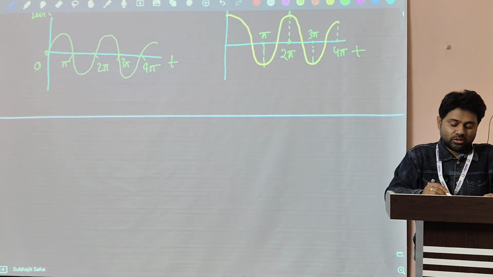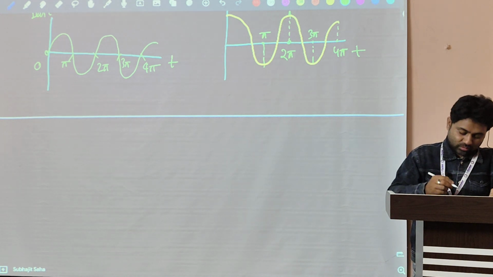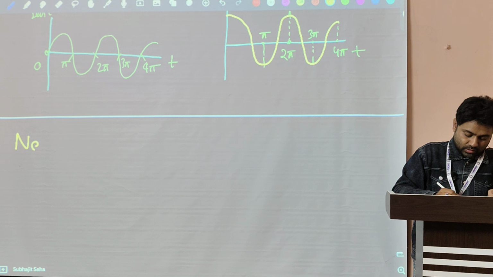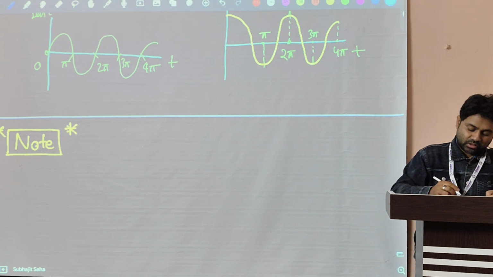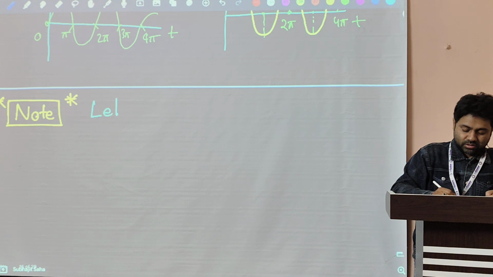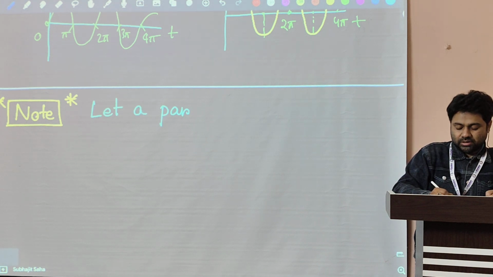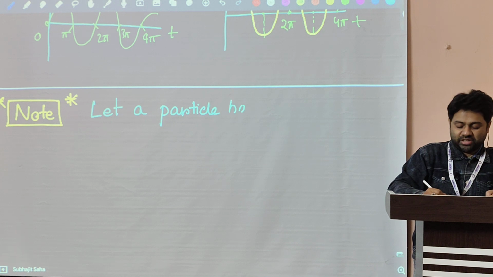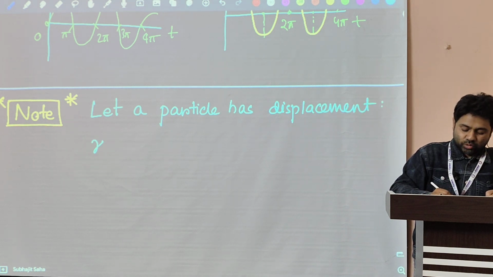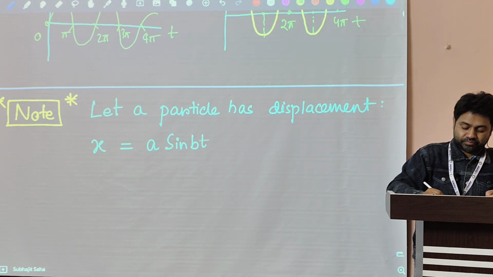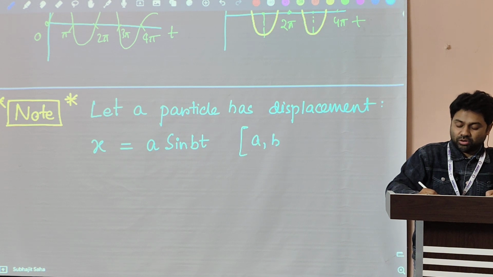Okay. Now we will take a note. One of the most important notes of this topic. Let a particle have its displacement x given by the equation x = a sin bt, where a and b are constants.